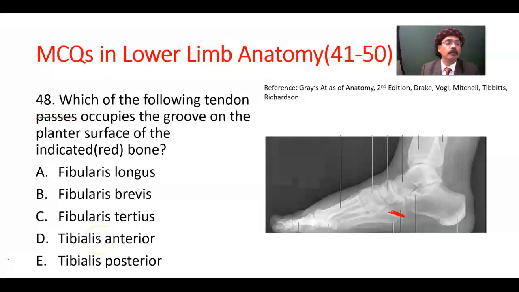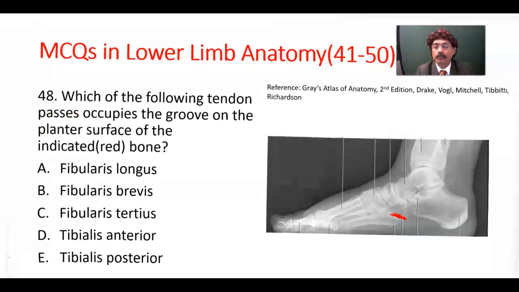So we got the peroneus longus in relationship to the groove on the plantar surface of the cuboid bone. This is the cuboid bone. We got that. So the answer is A, the fibularis longus. Then we'll go to the next question.